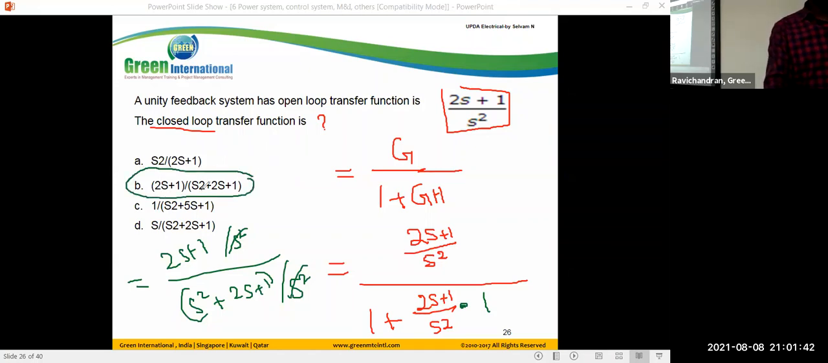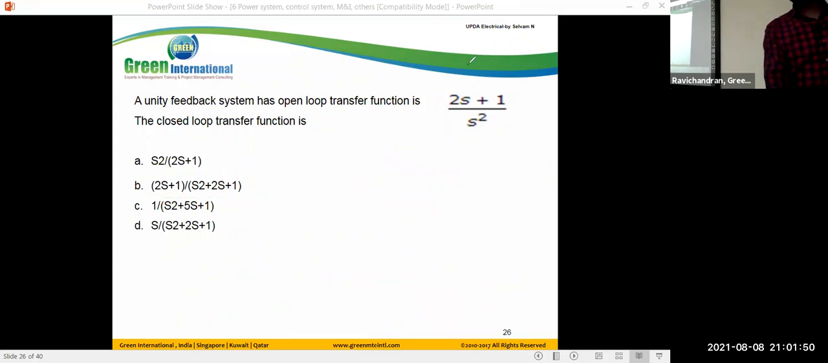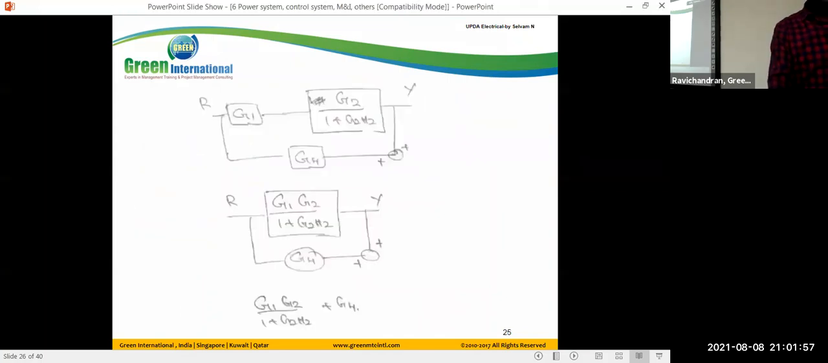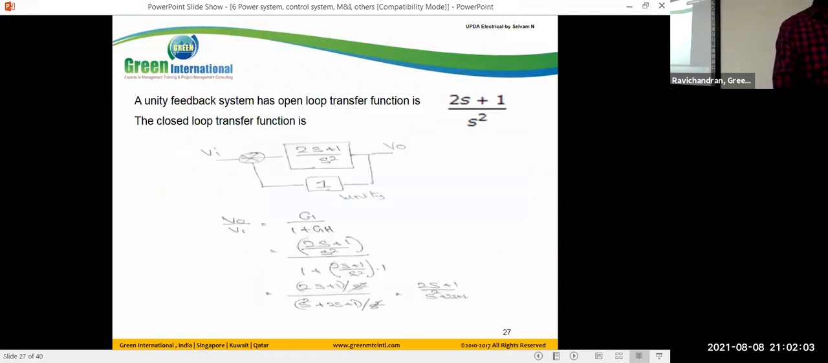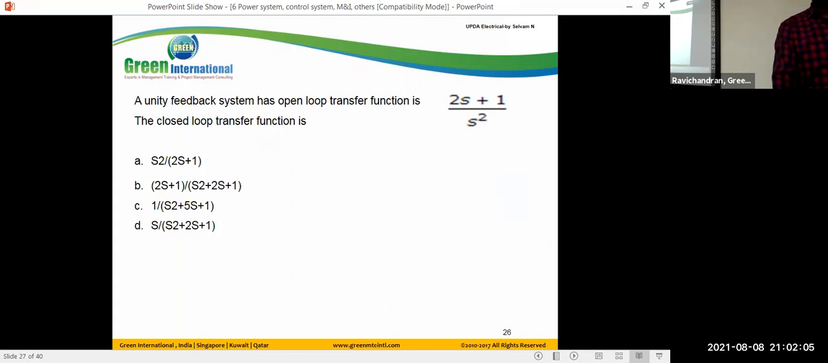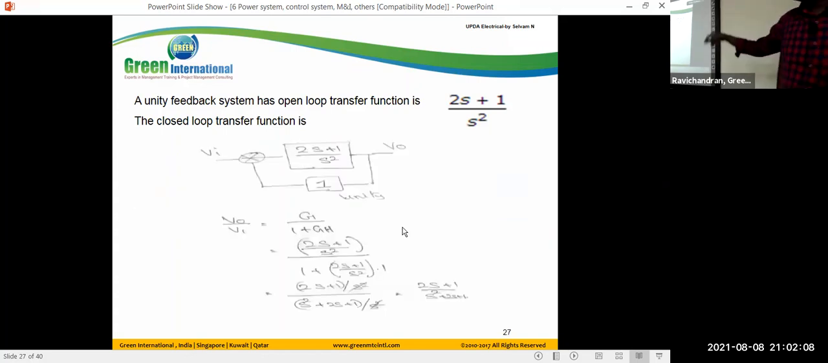So this question is also asked in the exam. Both the questions, this and these, are similar questions. Here they give a block diagram. For this we need to remember the formula: G divided by 1 plus GH, and H is unity, meaning 1. That we need to remember.